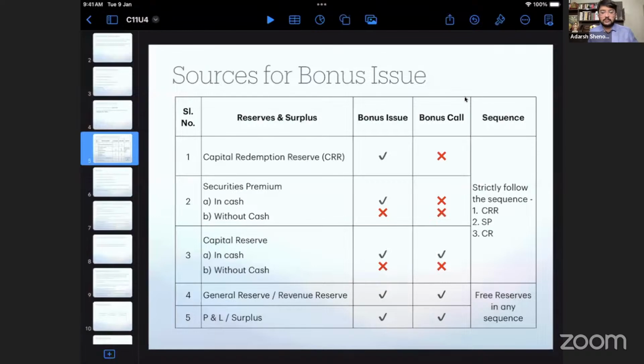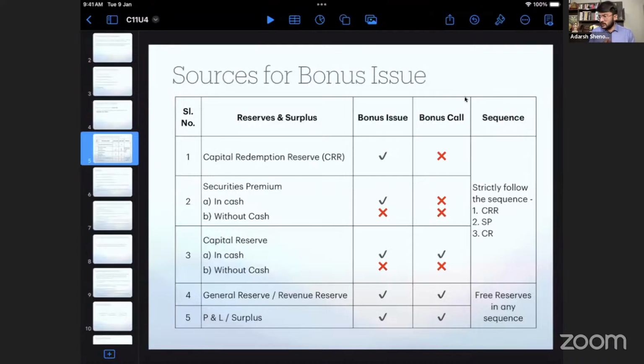Under semi-specific reserves, there were reserves like capital redemption reserve. I will tell you what capital redemption reserve is in detail when we do redemption of preference shares. But capital redemption reserve can be used for issue of bonus shares. Then securities premium has five utilities, and bonus issue is one of them. Then we had capital reserve, which also can be used for bonus issue. Securities premium and capital reserve can be used for bonus issue only when received in cash.